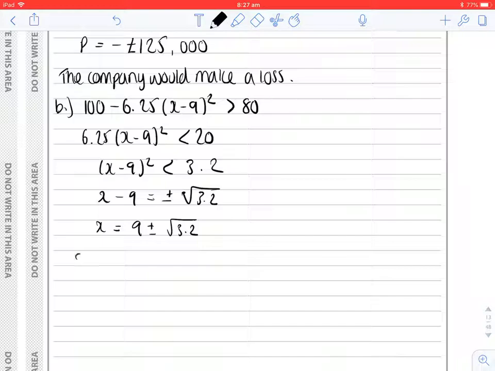So X equals 10.79, or X equals £7.21. And so we're asked to find the least possible selling price of the toy, so that is £7.21.